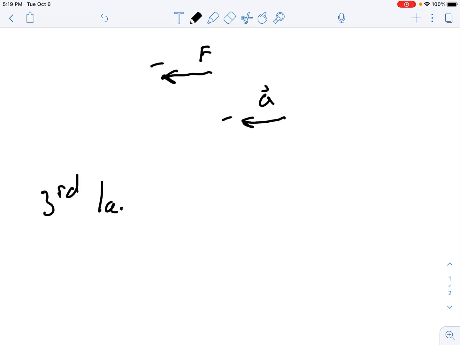Newton's third law says for every action there is an equal and opposite reaction. In other words, if you push me, I'll push you back. Mathematically, we would say the force from one thing is going to be equal and opposite to the reaction force. For every action, there is an equal and opposite reaction.